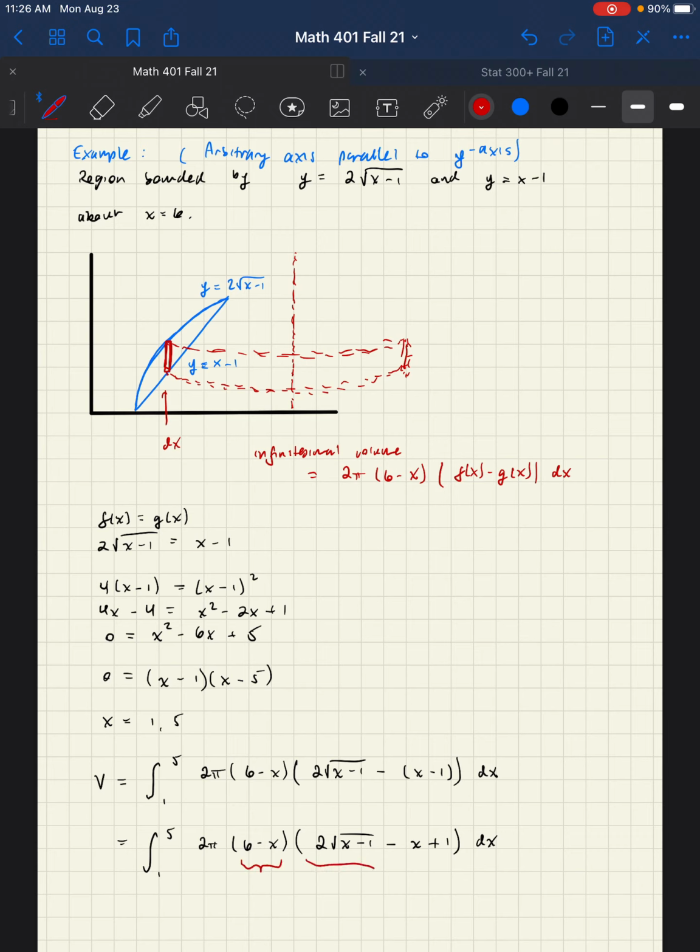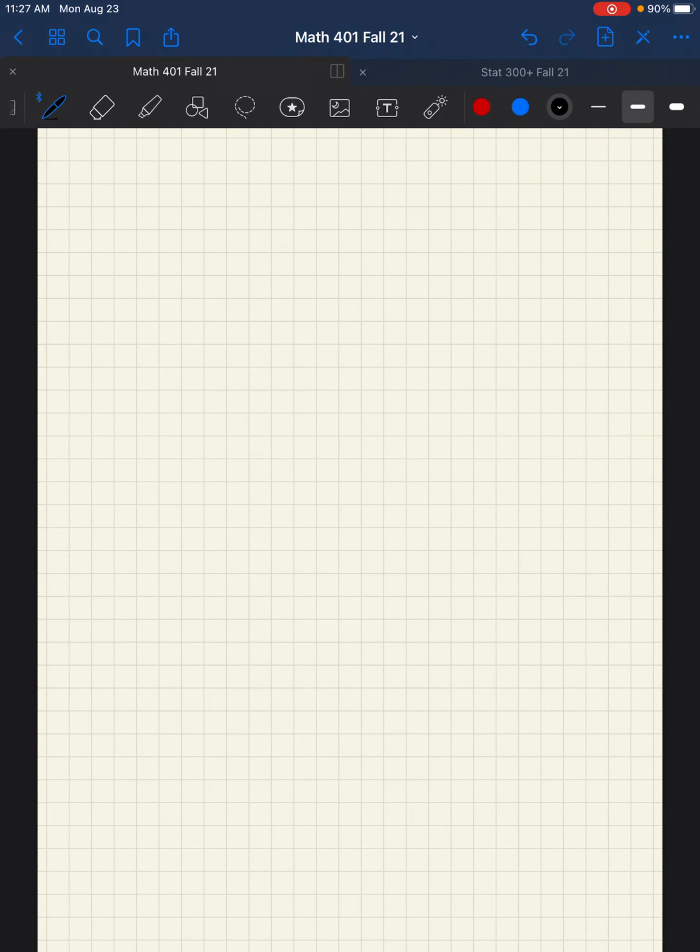All right, so now we're down to a polynomial-like multiplication. We're going to multiply this expression by this expression, and so we'll end up with an assortment of different terms. All right, we're going to need more space for this. So let's go ahead and keep going. Integral from 1 to 5 of 2 pi.